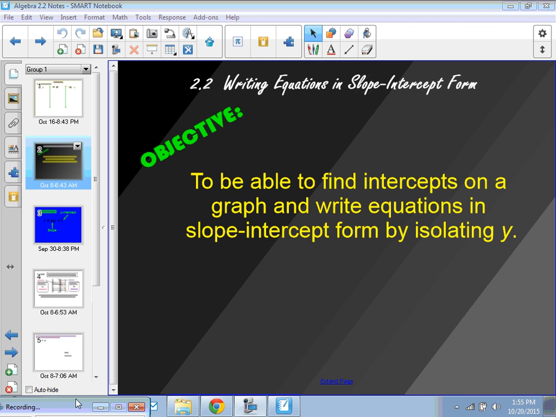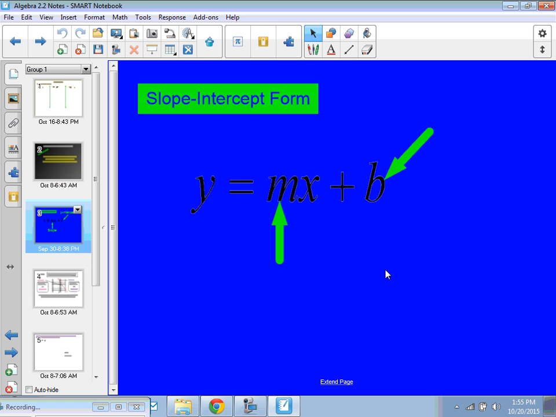Today we're going to work on writing equations in slope-intercept form, and our objective is to be able to find intercepts on a graph and write equations in slope-intercept form by isolating y. We're going to talk about what slope-intercept form is and translating equations into that. We're not going to get into the specifics like writing equations given points. We'll do that much later, but today we just want to work on isolating our y.